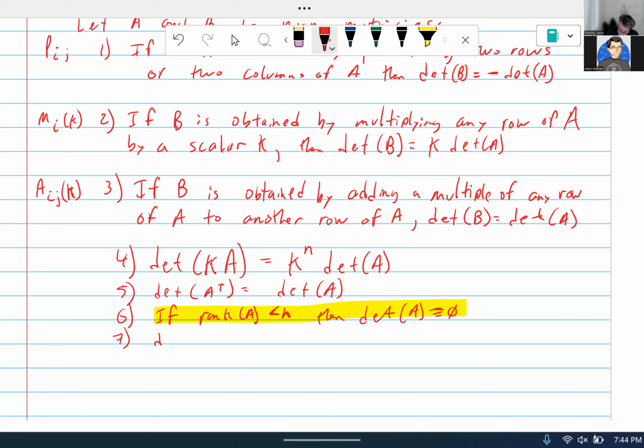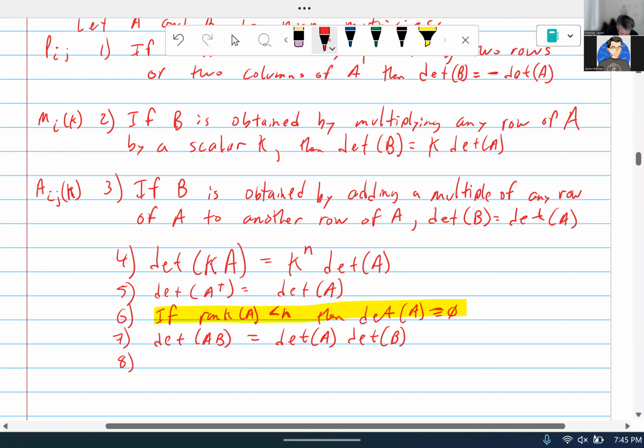Okay, the determinant of A times B is equal to the determinant of A times the determinant of B. So that's helpful as well. Multiply two square matrices together, their determinant is the product of the determinants of the original matrices.